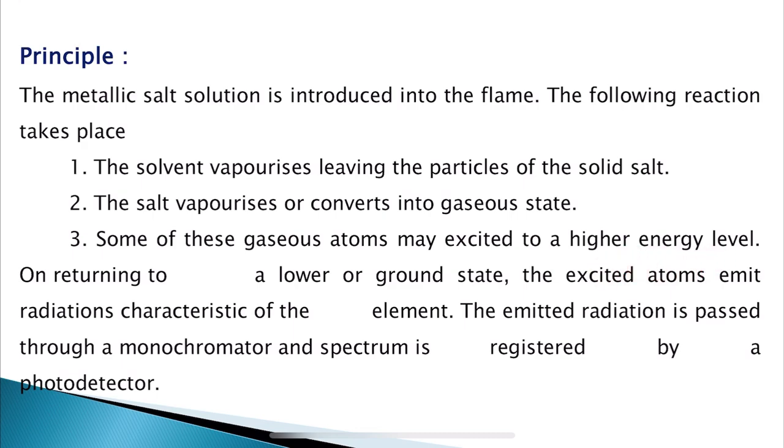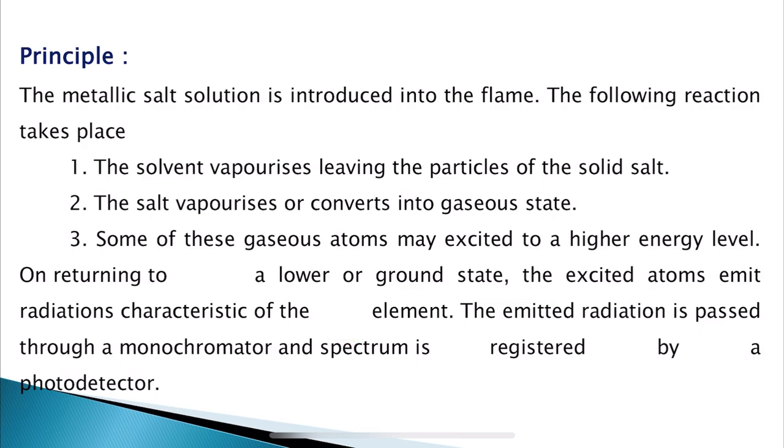Okay. So, those who have low excitation energy, or those who have valence electrons revolving in the outermost shell of the nucleus, will be more sensitive and absorb the energy from the flame, and they will get excited to the higher energy level. On returning to a lower or ground state, the excited atoms emit radiation. Okay. So, this is a characteristic feature of any element. If we take any element, all elements will behave in the same manner.